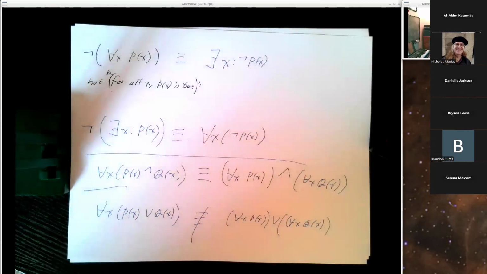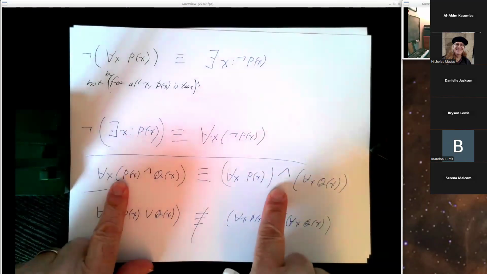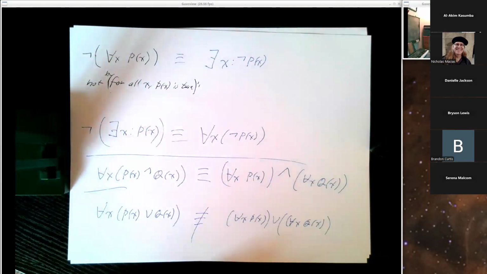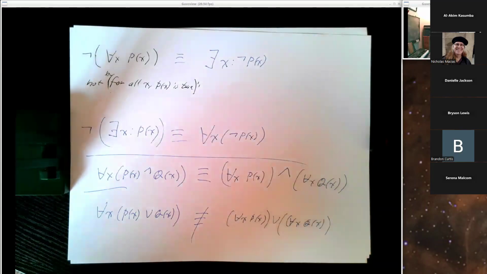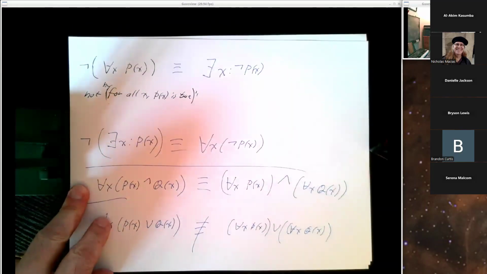And we can find a similar pair for the existential quantifier. If we use the existential quantifier, this will hold, this will not. So for some of these, intuition works. For some of these, intuition breaks down.